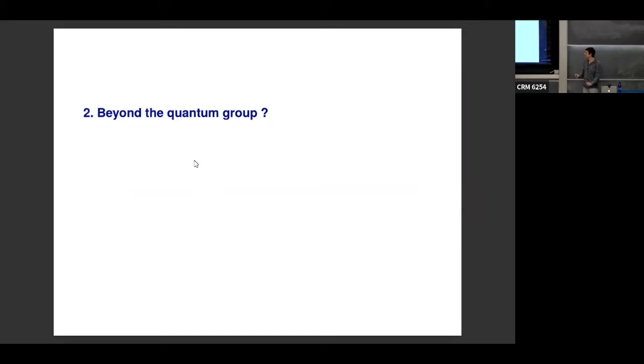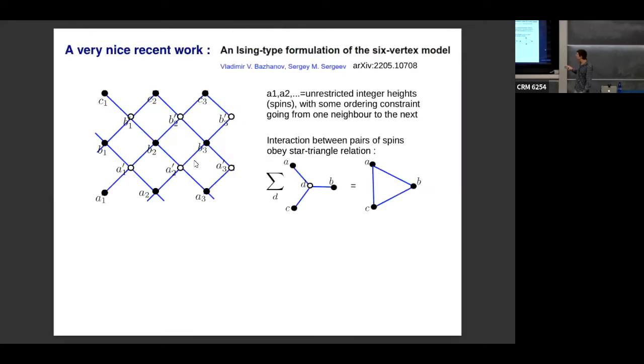which I call beyond the quantum group in some sense. It was mostly motivated by the questions I just asked, but I also got a lot of inspiration from a very nice recent paper, which some of you might have noticed, that came out on the arXiv last spring by Bazhanov and Sergeev, called An Ising-type formulation of the six-vertex model. I'll just review briefly what this paper does, or some of it, because it has more aspects. I didn't really explore everything.